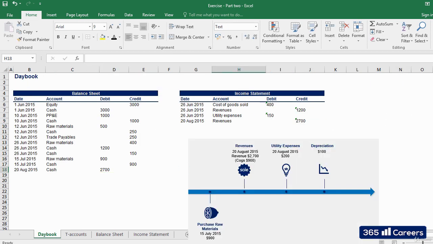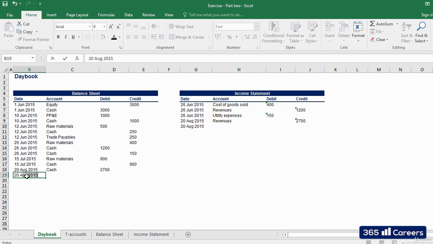The next transaction that needs to be considered is the use of raw materials. I'll write the 20th of August as the date of this entry. We need to show that raw materials have been used for the production of goods that will be sold. We have lemons in the warehouse, and when the two friends make lemonade with these lemons, we account for this in cost of goods sold. Raw materials are an asset. When an asset decreases, we have to credit its account in the daybook. A credit of $900 for raw materials.